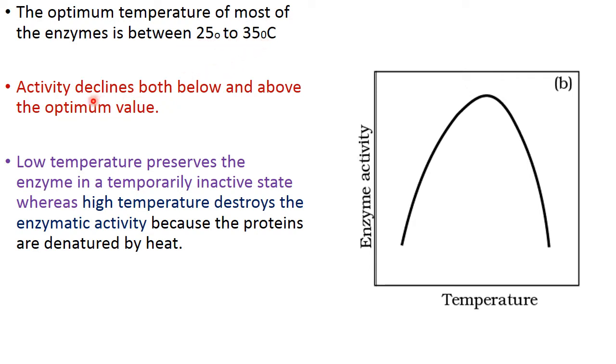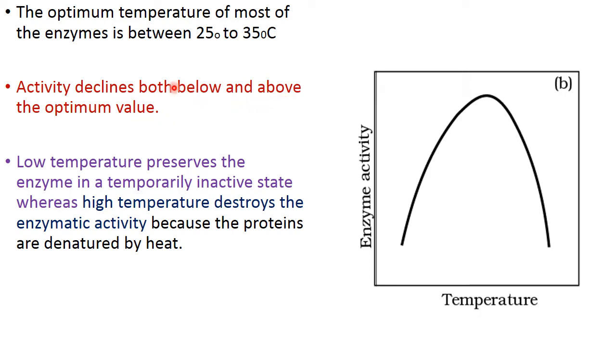But as I said, activity will decline. If we increase the temperature, what will happen to the enzyme? It is going to get denatured. So there will be no activity. And what happens in denaturation? The weak bonds holding the protein, that is the enzyme, in the three-dimensional state will break and it is going to unfold. The protein is going to unfold and, as a result, lose its activity. So that is what we say as denaturation.